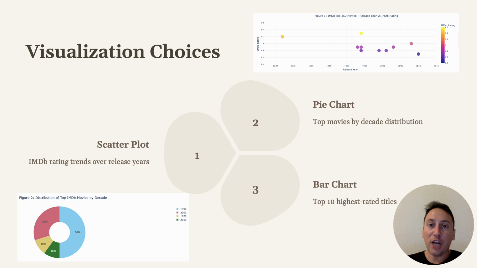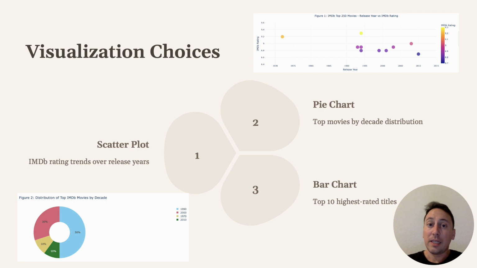The first chart I created was a scatter plot showing IMDb ratings against release years. This visualization helped highlight that highly rated films are not exclusive to a specific era. Whether it's the 50s or 2000s, exceptional movies appear across all decades, proving that quality filmmaking transcends time.